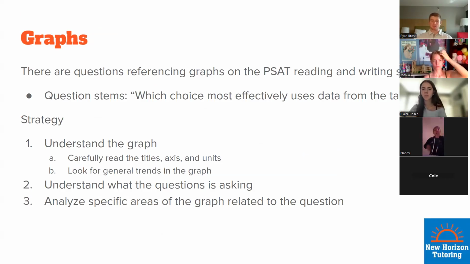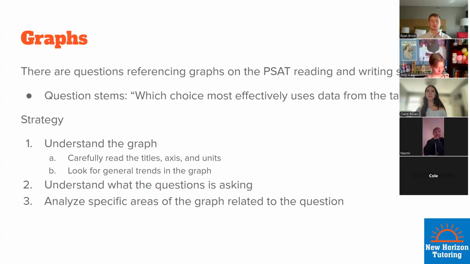So on the PSAT, there actually are a couple of graph questions. They usually reference a graph, and there's usually some small text with the graph as well that you have to read, where it says which choice most effectively uses data from the table. So the first thing I would say is to fully understand the graph. Read the title, read the axes, read the units, and try to get a general understanding of what the graph is telling you and maybe some general trends.